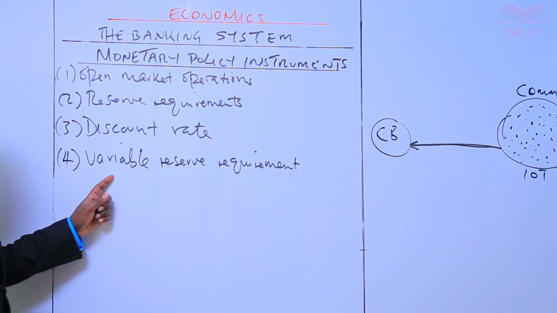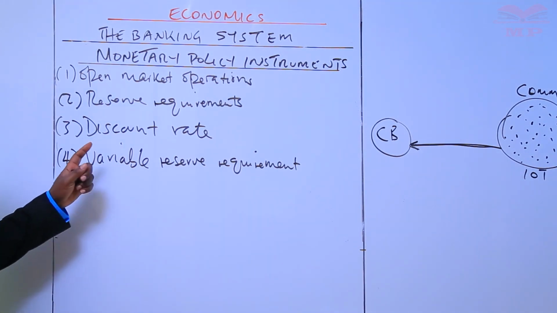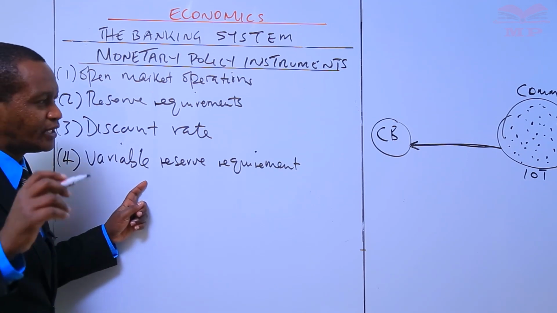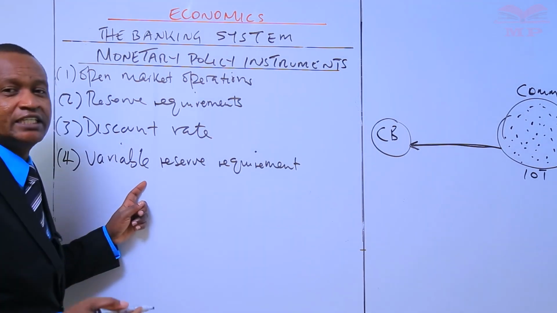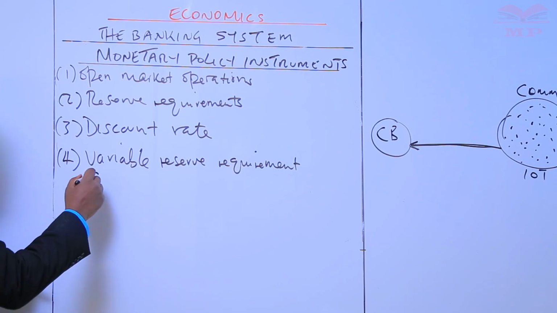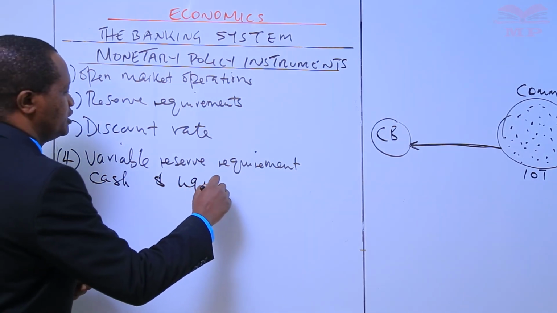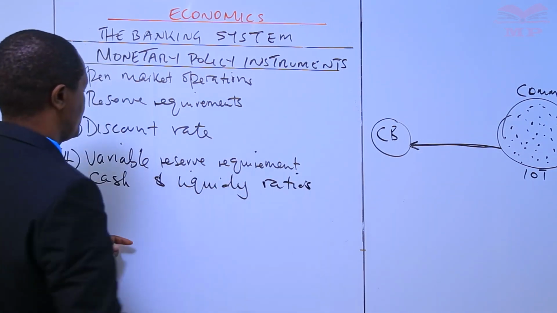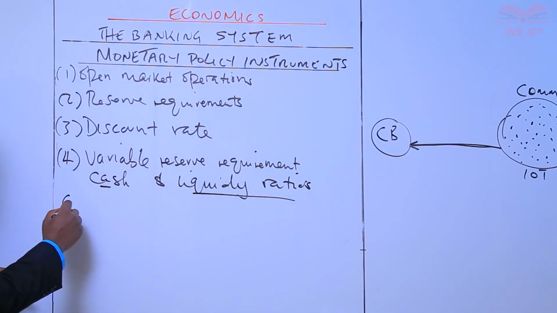Now, how is variable reserve requirement a monetary policy instrument? Candidates, the central bank controls the creation of credit by commercial banks by dictating cash and liquidity ratios. Cash and liquidity ratios.